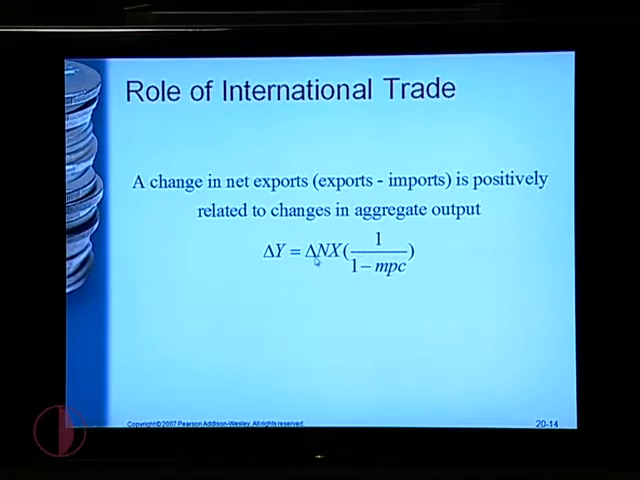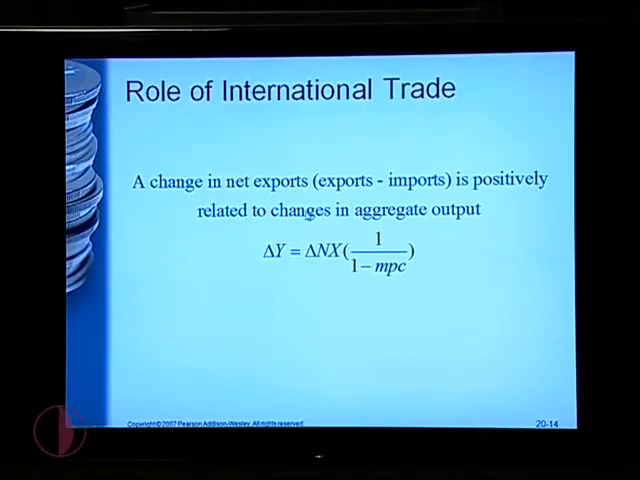Role of international trade. Here we are trying to see what role international trade plays in an economy. A change in net export, that is export minus import, is positively related to change in aggregate output. This change in Y equals change in NX, where NX is net export, times 1 over 1 minus the marginal propensity to consume.